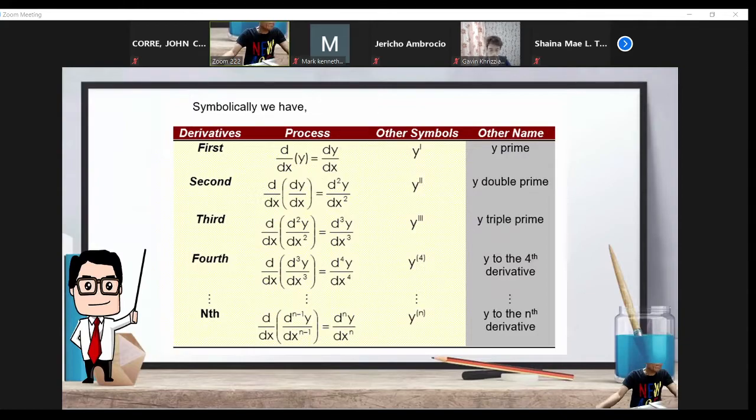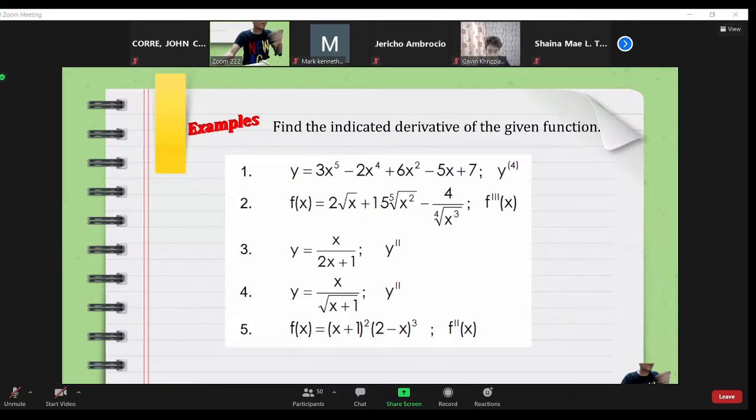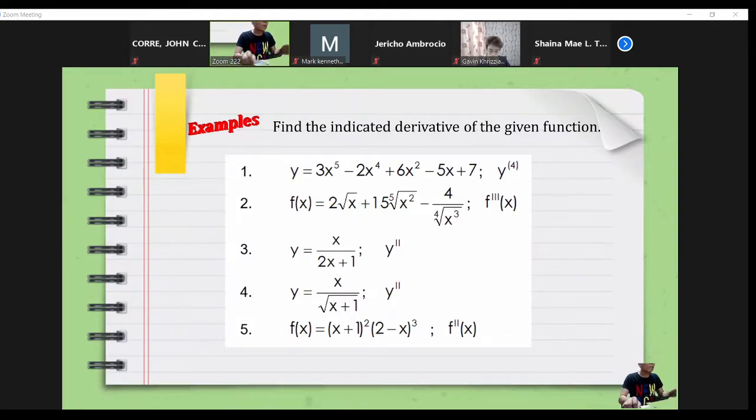Okay, so this time guys, punta tayo dito sa sunod. Okay, examples here. Find the indicated derivative of the given function. So, sa number 1, kinakailangan natin hanapin yung fourth derivative ng given function natin. Then, sa sunod, ang third derivative naman, ang pangatlo ay ang second derivative together with number 4 and number 5. So, let us now solve number 1.